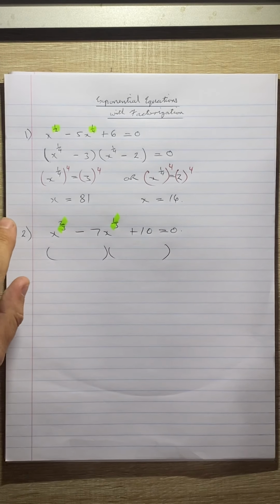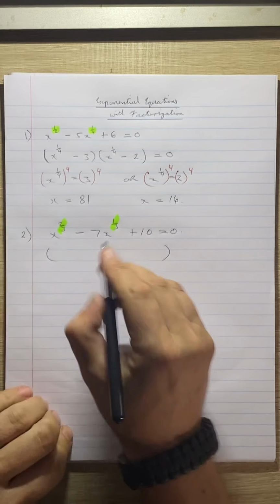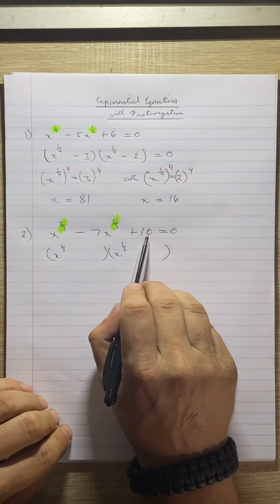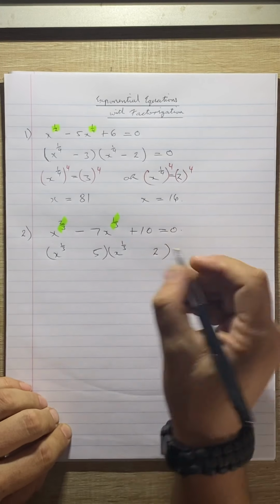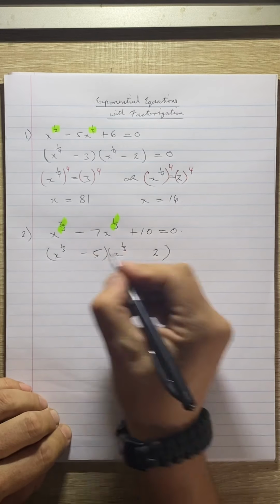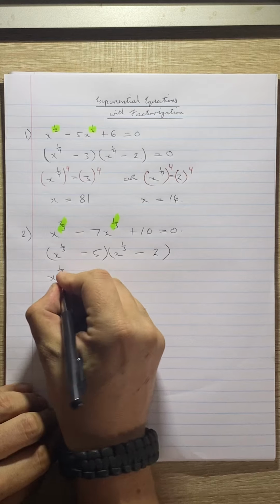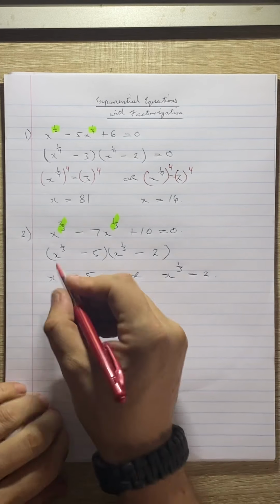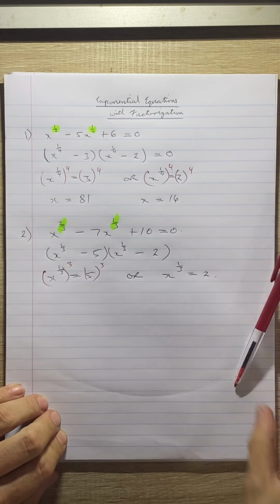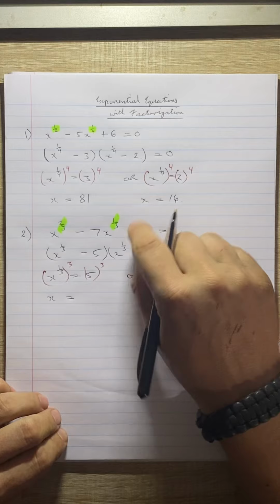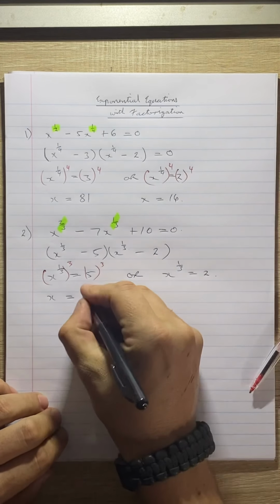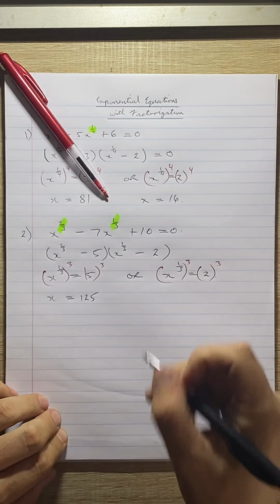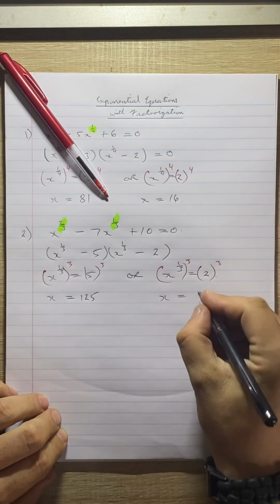Remember, we take half of this one, so half of that gives us x to the third, x to the third. And we're going to factorize this. The factors of 10 that give me 7 are 5 and 2. The signs must be the same, and that's a negative, so it must be negative, negative. So we get x to the 1 over 3 is equal to 5, or x to the 1 over 3 is equal to 2. I'm going to raise this to the power of 3, and raise that to the power of 3. So x is equal to, again no calculator needed, 5 times 5 is 25, 25 times 5 is 125. Likewise on this side, raise to the power of 3: x is equal to 2 times 2 is 4, 4 times 2 is 8.